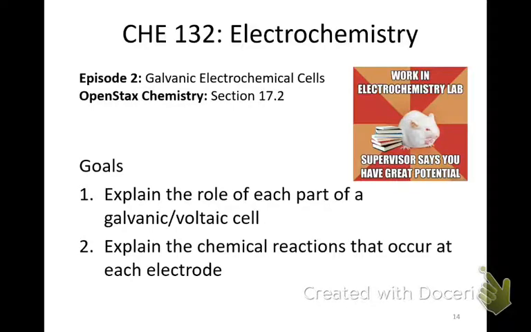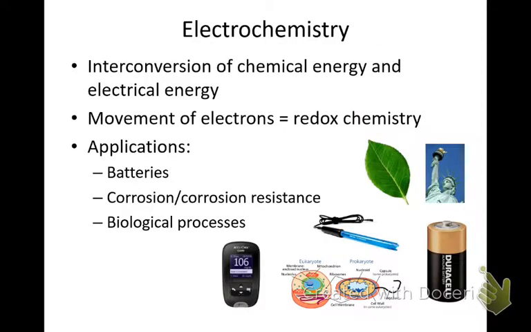In this section, we're going to talk about galvanic electrochemical cells, also called voltaic cells. Those are the same thing. We'll talk about the different parts of them and the chemical reactions that occur. In the last video, we said that electrochemistry means the interconversion of chemical energy and electrical energy. So we're focusing on redox reactions, and all sorts of things that you see in normal life are examples of electrochemistry.